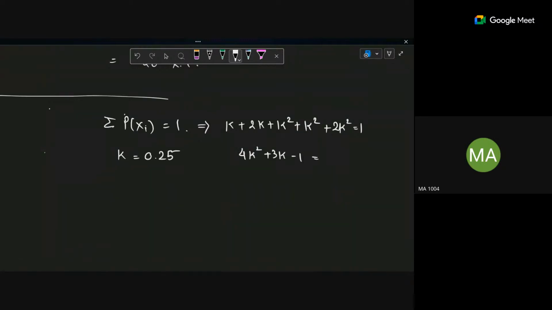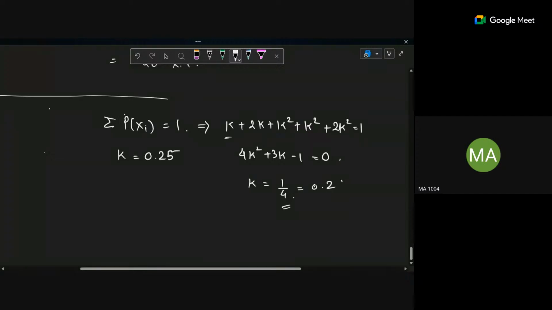A quadratic equation. Just find the value of k using the quadratic formula. We get k as 1 by 4, and minus 1. We won't take negative 1. Why can't we take it? Because k is the probability that x is taking some value, and probability cannot be negative. So we'll avoid that value and we'll take this one as 0.25. Okay.